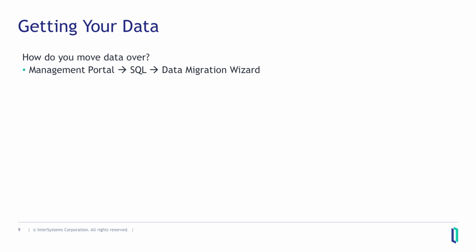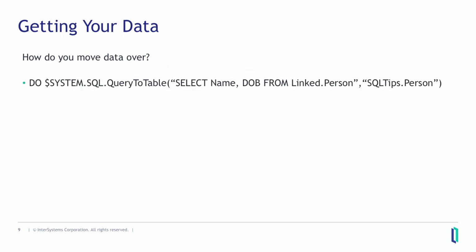A lot of people I know use the data migration wizard to do this. It's a great tool. It does work. But I want to talk about a tool that I don't think enough people know about, which is this SYSTEM.SQL query for table. What this does is it takes two parameters, a query and a table name. It takes the results from the query, creates a new table, and populates that table with data from the results of that query. So if we did this, I would get a brand new table called SQLtips.person from my linked.person table.